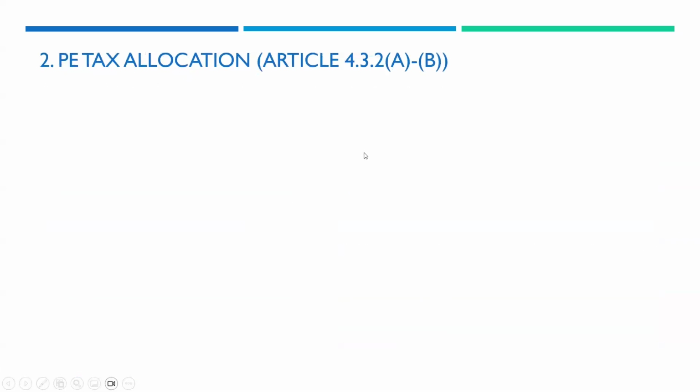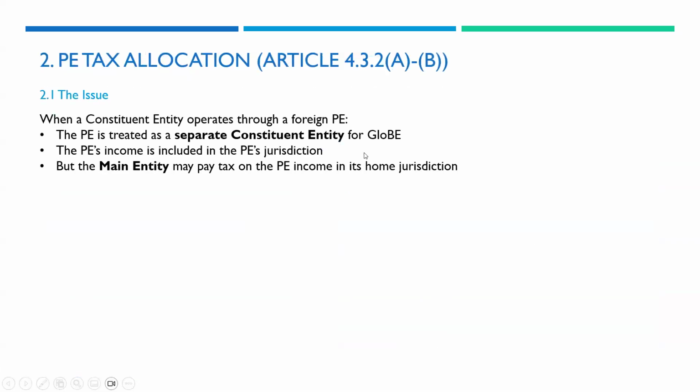So, PE tax allocation. When a constituent entity operates through a foreign PE, as Sahil rightly said, this PE is treated as a separate constituent entity for GloBE purposes. The PE's income is included in the PE's jurisdiction, but the main entity may pay tax on PE income in its home jurisdiction. Correct?